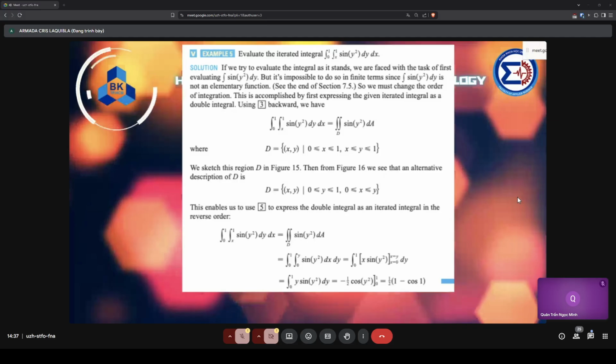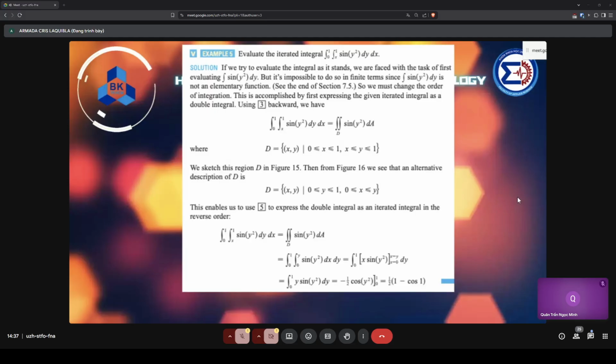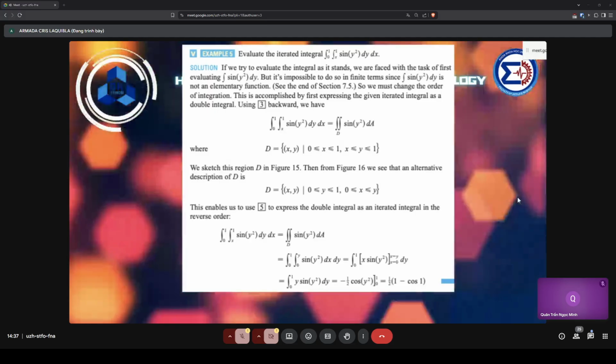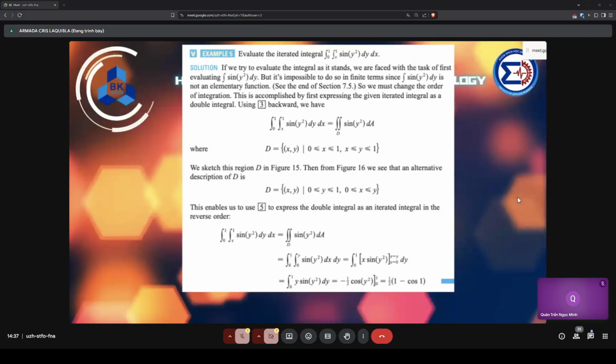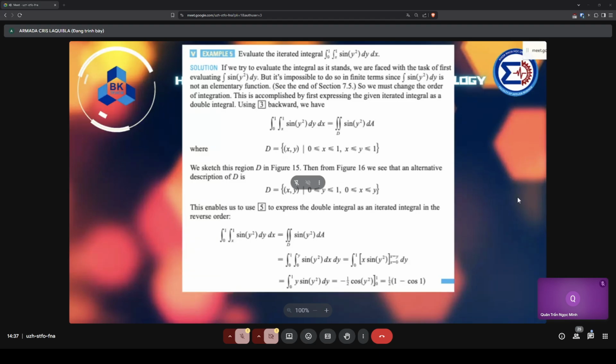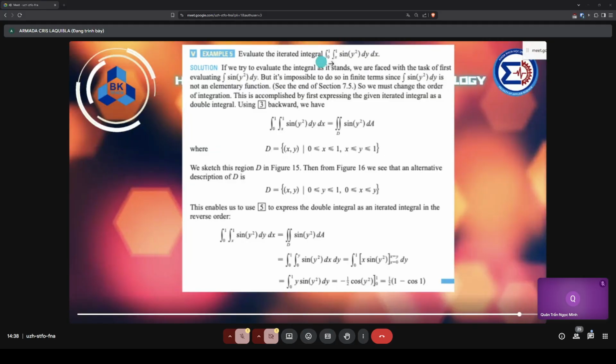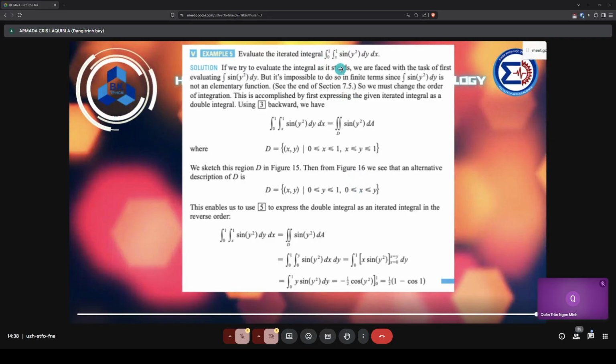Again, class, that is for your type 1 and type 2. Now we have this one, example number 5. And we change also the variable here. This is the integral of sine of y squared dy dx, 0 to 1, then x to 1 there.